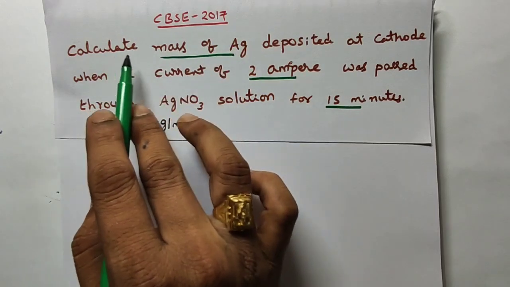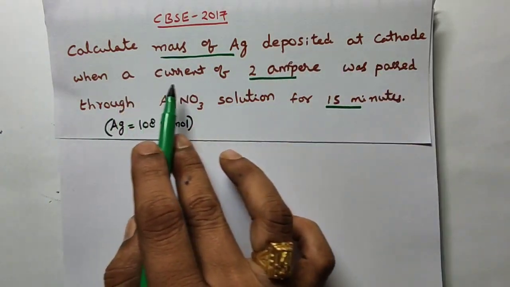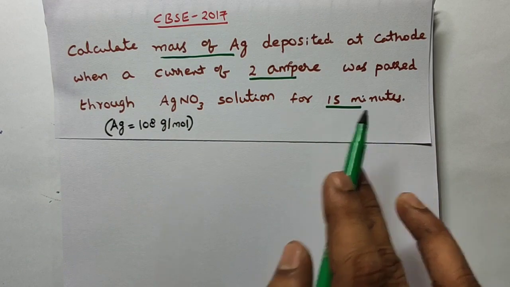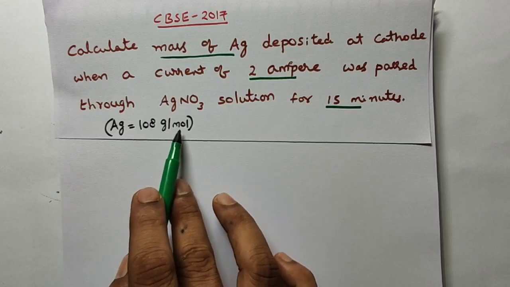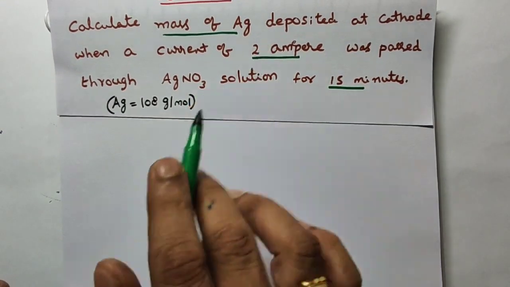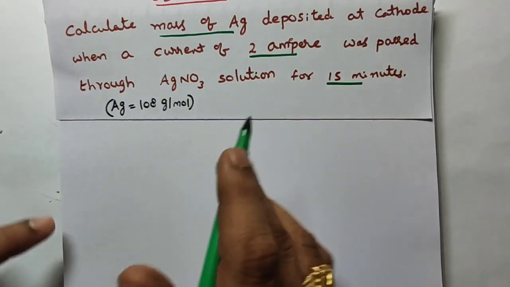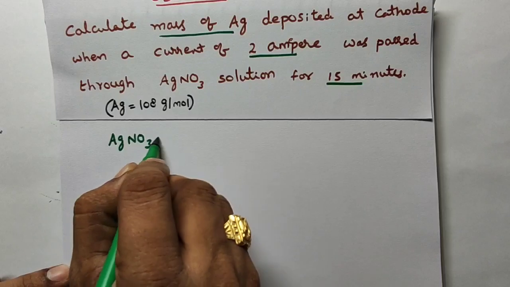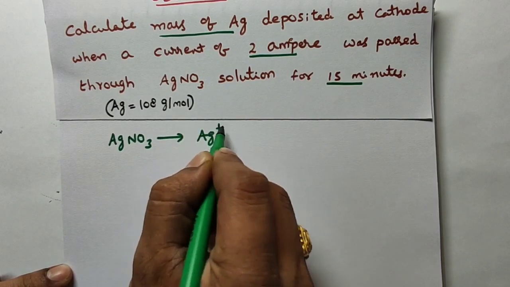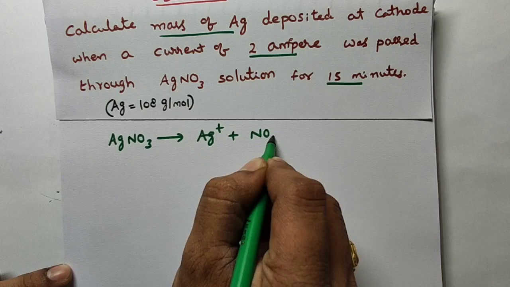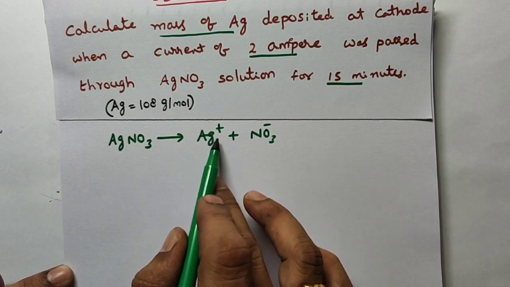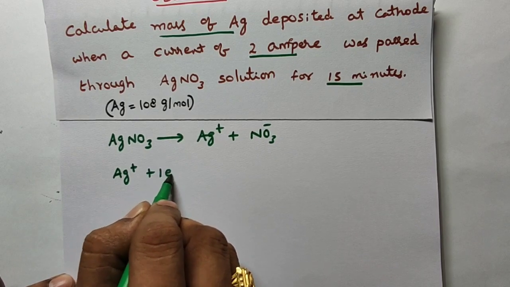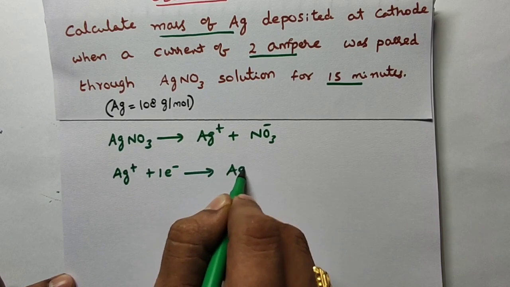CBSE 2017, calculate mass of silver deposited at cathode when a current of 2 amperes was passed through silver nitrate solution for 15 minutes. Here molar mass of silver is 108 gram per mole. First of all, AgNO3. Here AgNO3 you can split into Ag plus and NO3 minus. So we have to focus on Ag. So that's why Ag plus gains 1 electron and is converted into Ag.